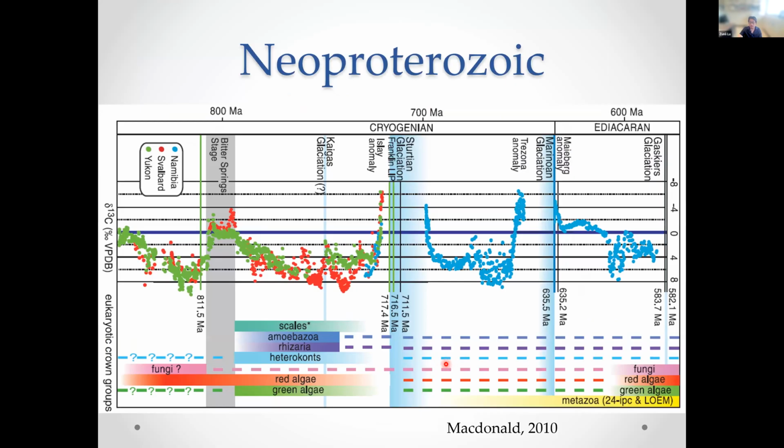As we move on through Earth history, the Neoproterozoic is a really fascinating time interval. One of the things I got interested in is the Bitter Springs stage, because a lot of important animal groups trace back their origin to this time interval, roughly around here. So what happened to the iodine?